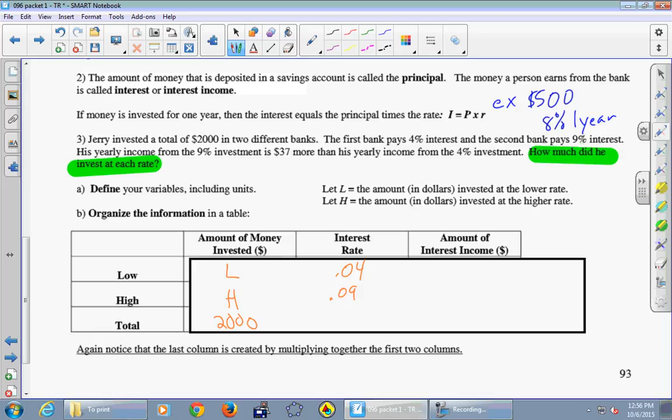And then the amount of interest income. Well, let's see. This is what we called I. This is what we called R. And this is what we call P for principal. And our new equation is that I is equal to P times R. So to get the last column, what do we do with the first two columns? We multiply them, which is that same pattern that I pointed out in the previous table. So we're just going to multiply here, 0.04 times L, 0.09 times H.